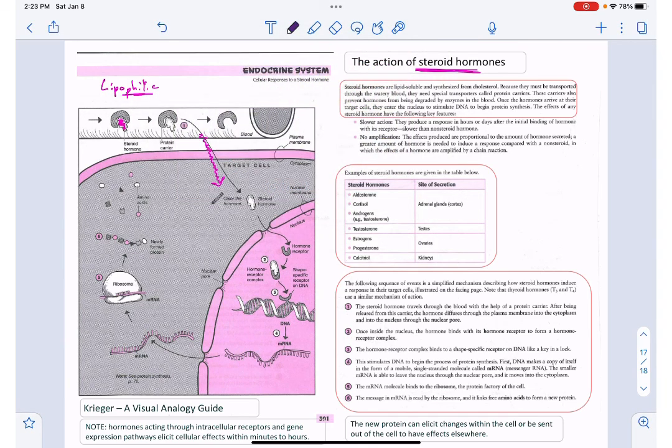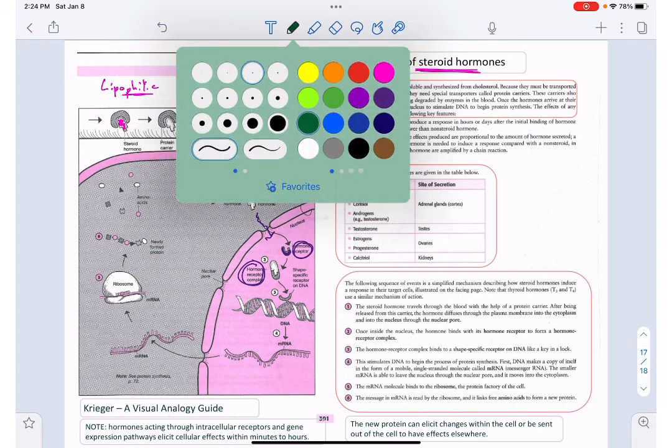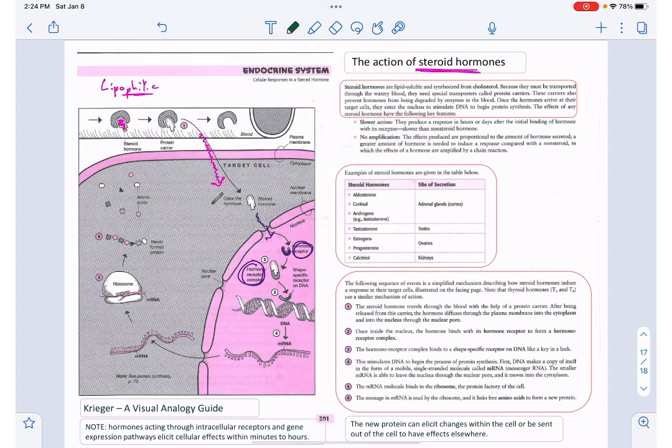Then what happens most of the time is it's going to make its way into the nucleus, and that's where it's going to bind to its hormone receptor. There's its hormone receptor. So now you have this hormone receptor complex inside the nucleus. And at this point, it's going to bind to another receptor that's located on the DNA. So this hormone receptor complex binds to another receptor on the DNA.